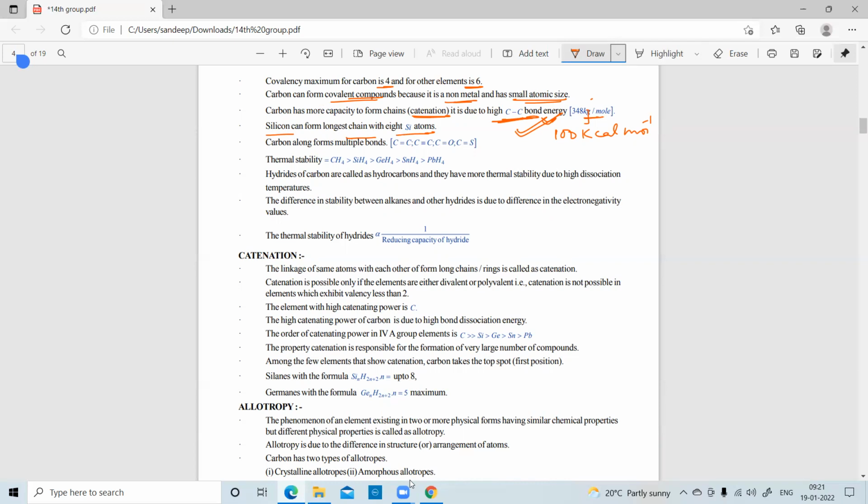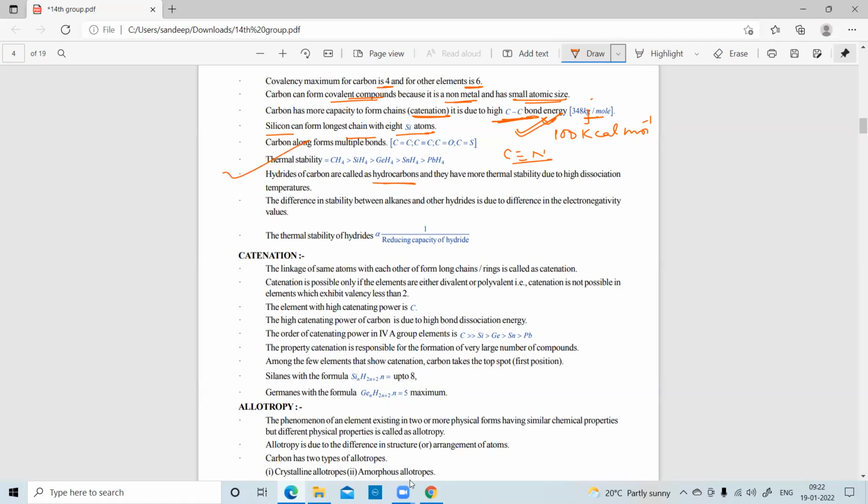Carbon can form multiple bonds. So carbon can form double bonds, triple bonds, etc. Carbon forms a triple bond with nitrogen. Carbon can form a double bond with itself, and a triple bond with itself. It can form a double bond with oxygen as well as sulfur. The thermal stability of methane is more than silane. Silane is more than germane. Germane is more than tin hydride. Tin hydride is more than lead hydride.